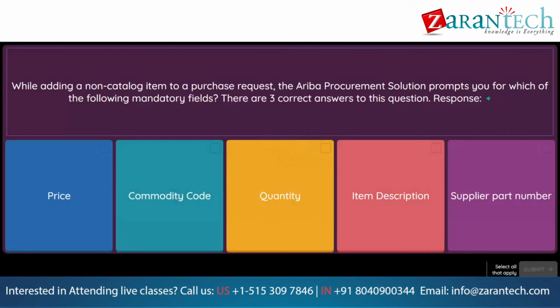Question: While adding a non-catalog item to a purchase request, the Ariba Procurement solution prompts you for which of the following mandatory fields? There are 3 correct answers to this question. Response: Option 1. Price. Option 2. Commodity code. Option 3. Quantity. Option 4. Item description. Option 5. Supplier part number.